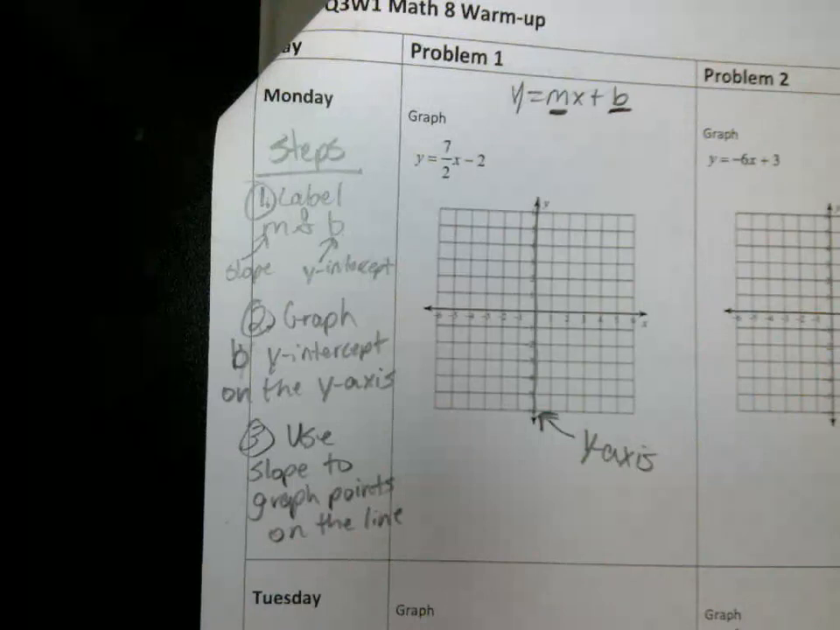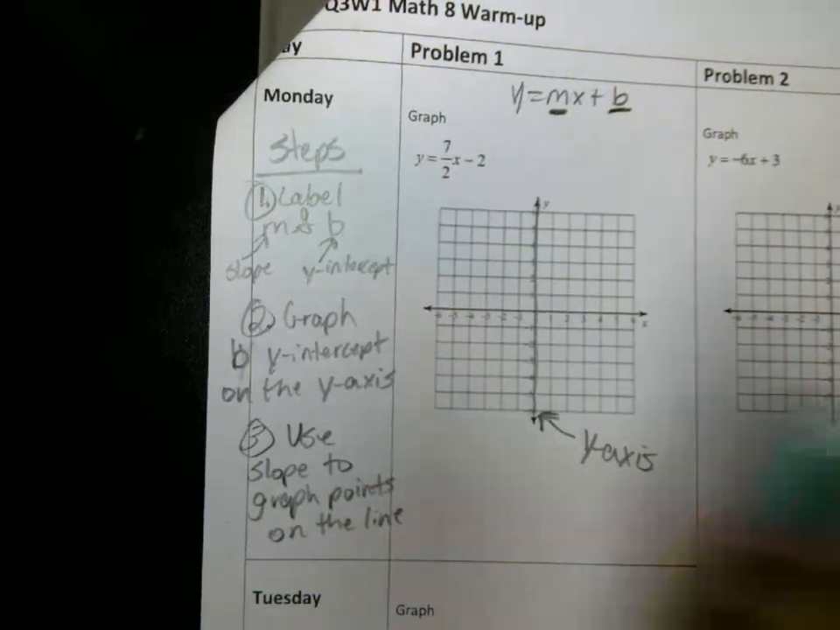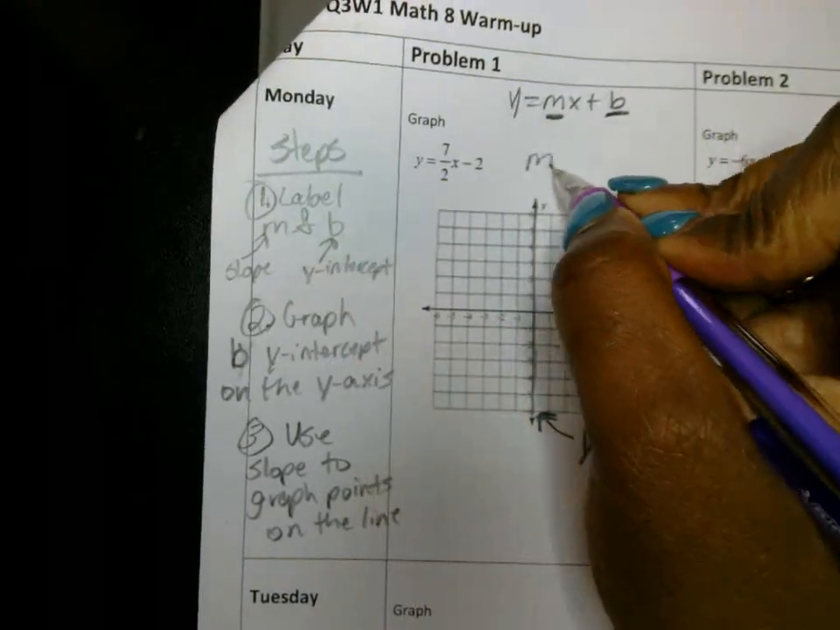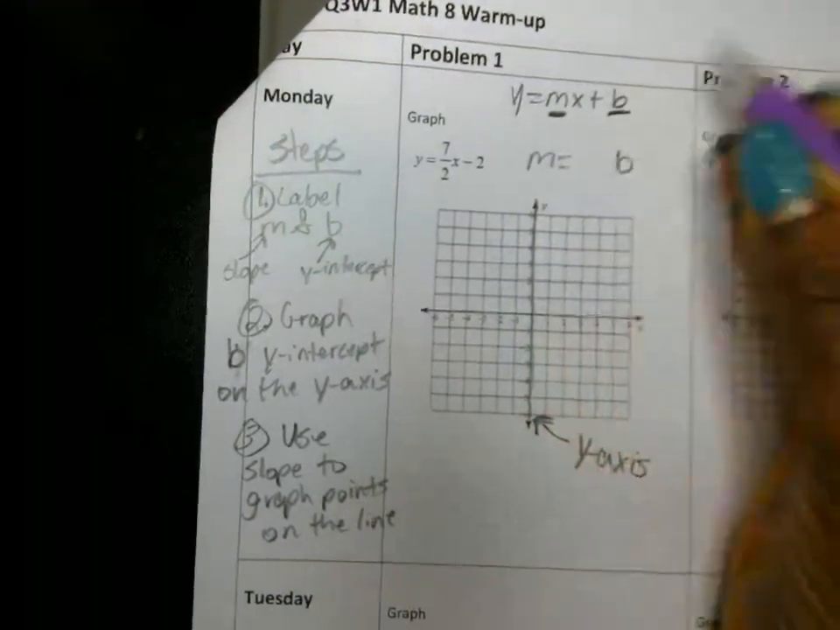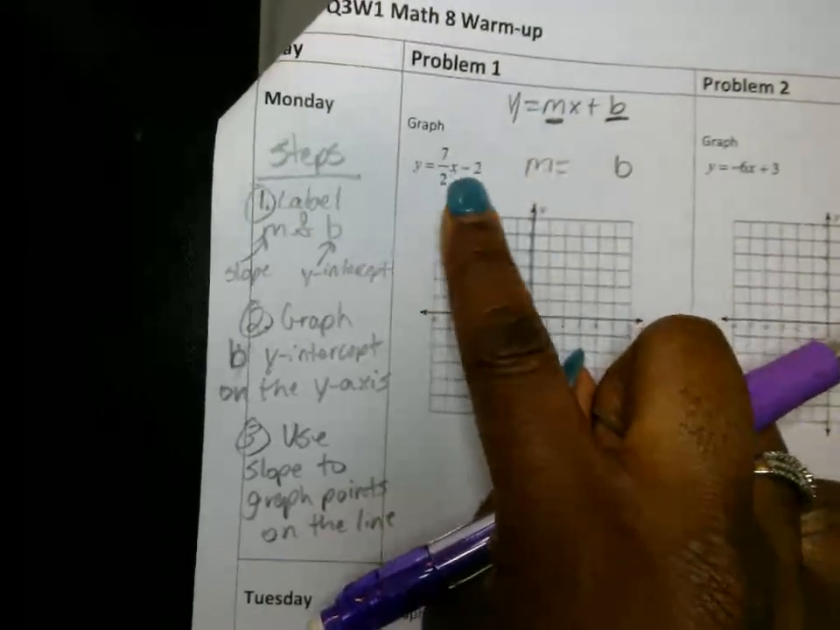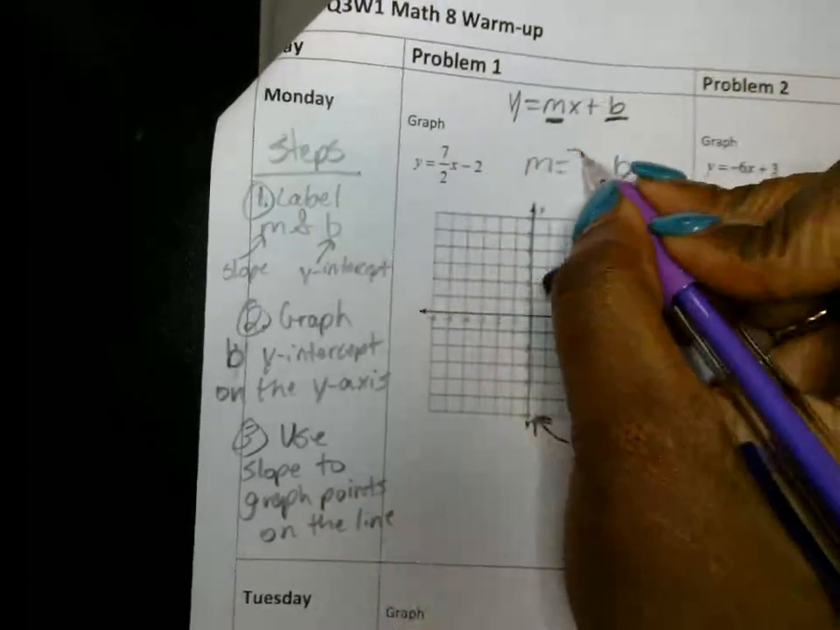Okay, good people. So let's do the first example, and then you're going to do the second example on your own. So please make sure that you're focused and paying attention. The very first step is to label M and B. So I'm going to label M and I'm going to label B. The M is the number that's attached to the X. The number that's attached to the X here is 7 over 2.